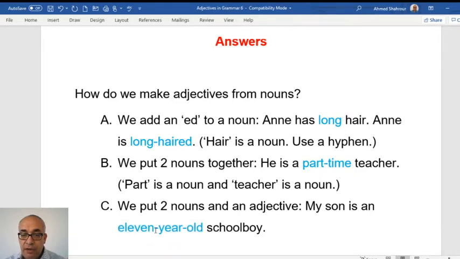I have to put a hyphen between 11 and year, and I have to put a hyphen between year and old. Do not add s to year because we cannot add an s to adjectives. 11-year-old is an adjective. I cannot put s to year. It is wrong. So I repeat, we can put 2 nouns, 11 and year are 2 nouns, and we can put an adjective. All these together make a compound adjective. In this way, I make adjectives from nouns.